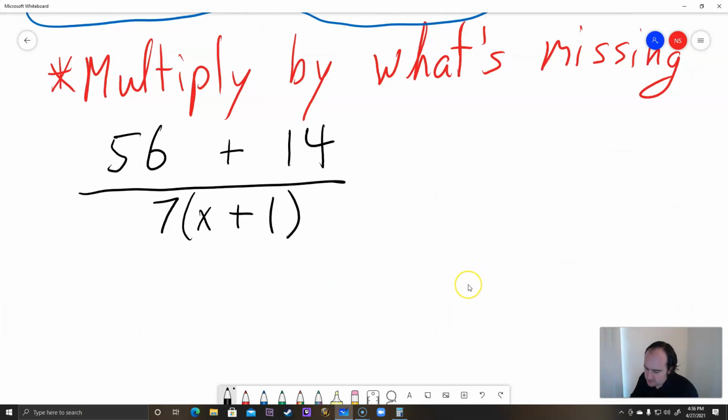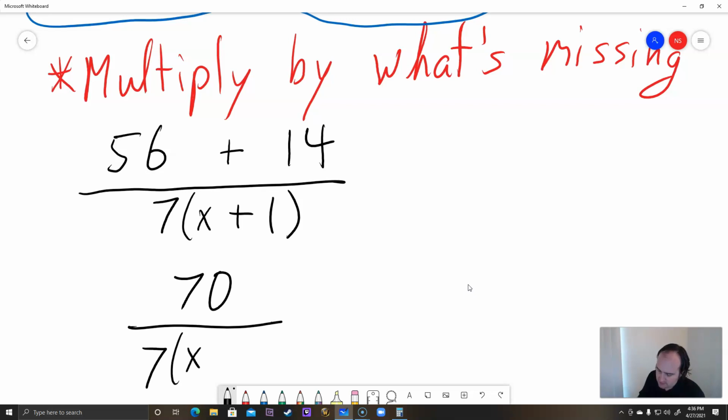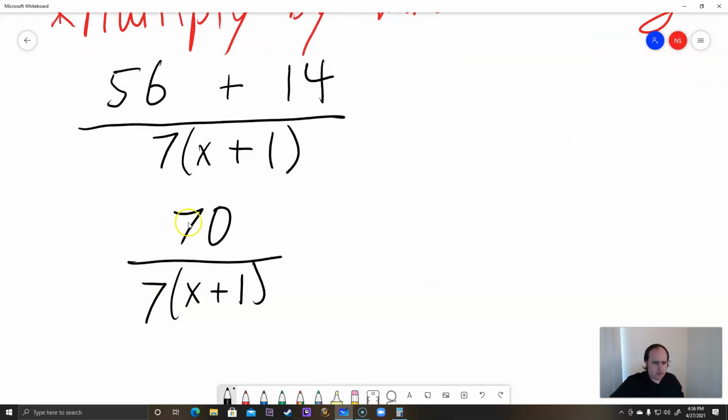Okay, so after we combine those, we have 70 divided by 7 times the quantity x plus 1. For the 70 and the 7, we can see that we have a common factor of 7. So we can actually divide the numerator and the denominator by 7.